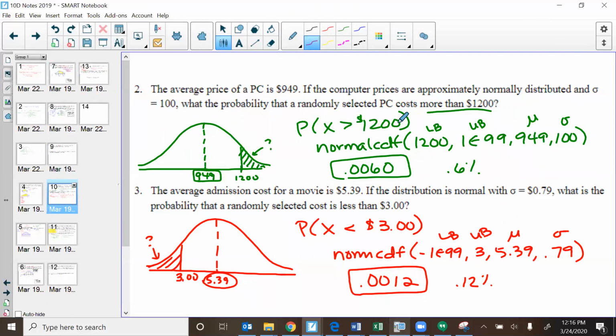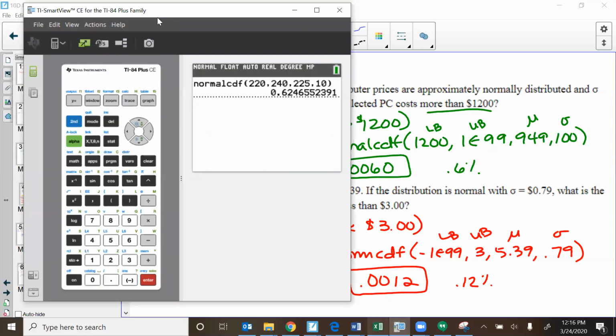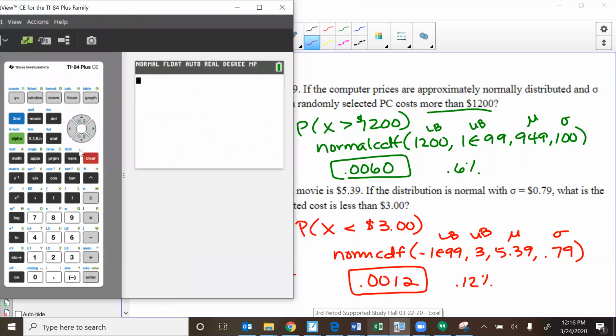Because I have word problems, now I have more to this. I'm going to go normal CDF, and my lower is 1,200. My upper is infinity, so you can just put in 1,000 or whatever. The 1E99 means 1 with 99 zeros after it. And remember, you can do that by going over here. I'll show you. So 1 and then the second comma. That is scientific notation, 1 times 10 to the 99th.